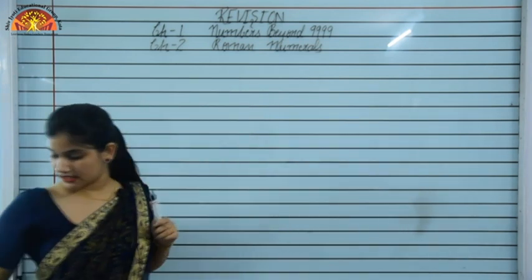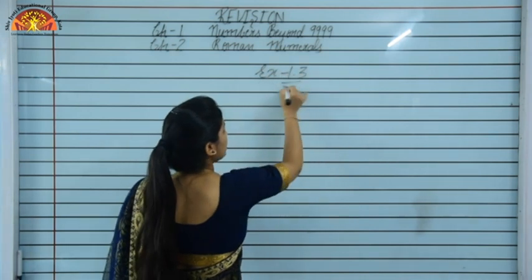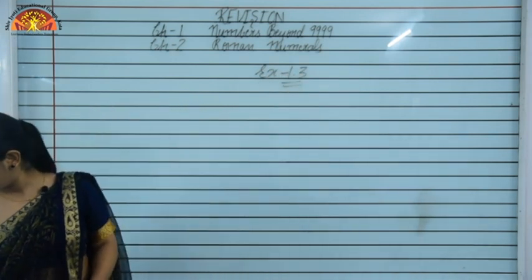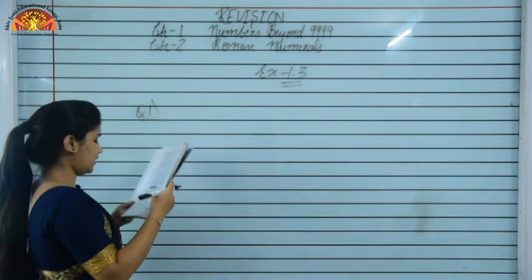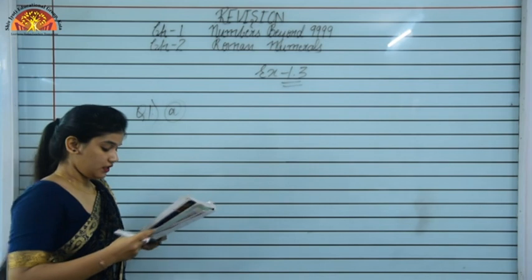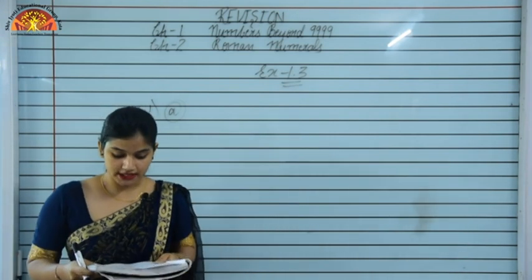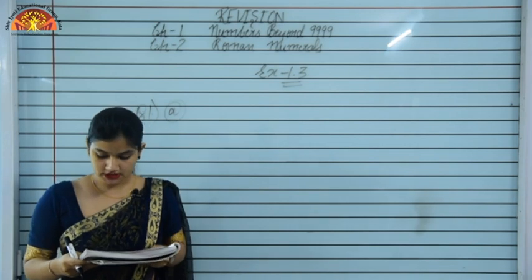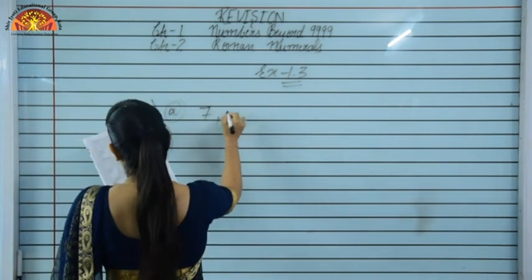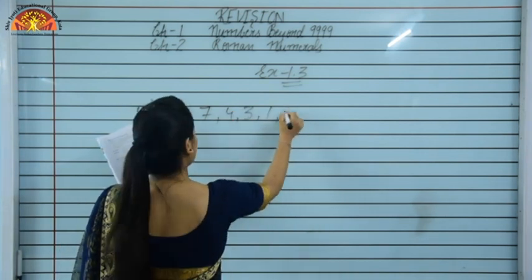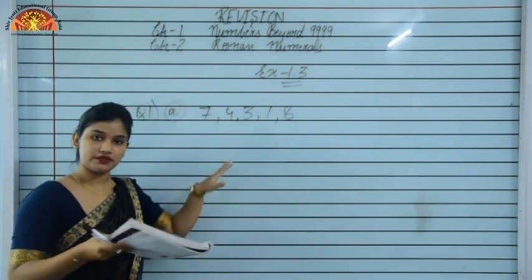Now we'll see exercise 1.3. Exercise 1.3, look at the first question, A part. In question number 1, what is given? Write the smallest and the greatest 5-digit numbers formed using the given digits. Now we see 7, 4, 3, 1, 8. 5 digits are given here.